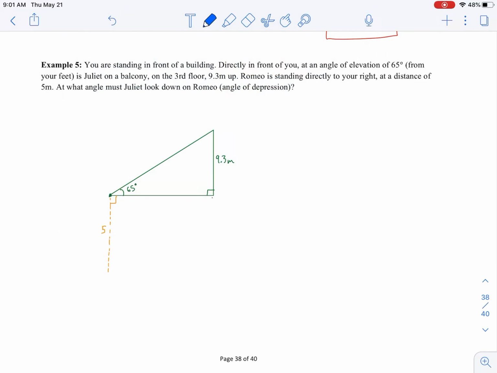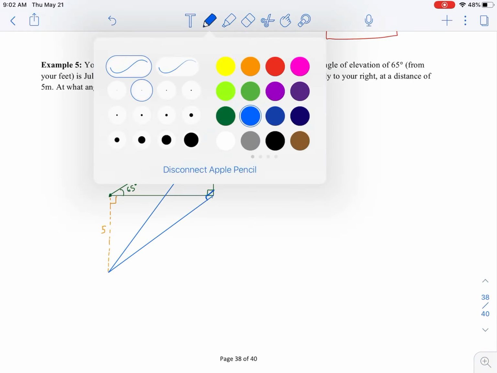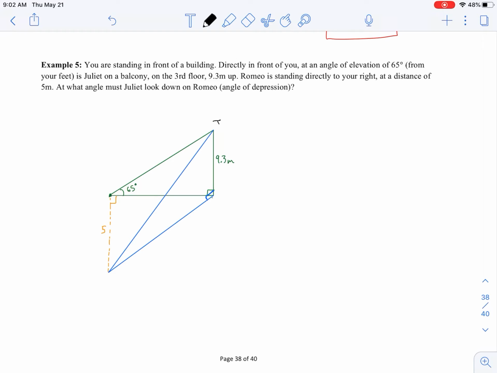Excuse me. At what angle must Juliet look down on Romeo? Angle of depression. So we're looking from Juliet, she's going to look down to Romeo over there. I'm going to complete this off. Imagine you're standing where Romeo is while it's on a different plane. It was hard to read there. His line of vision still hits that building at 90 degrees. So there'd be another 90-degree angle in there. So we've got a couple different triangles.